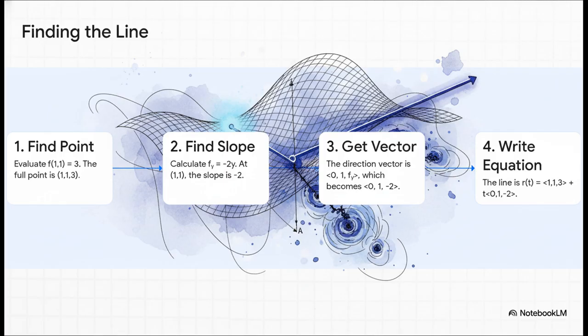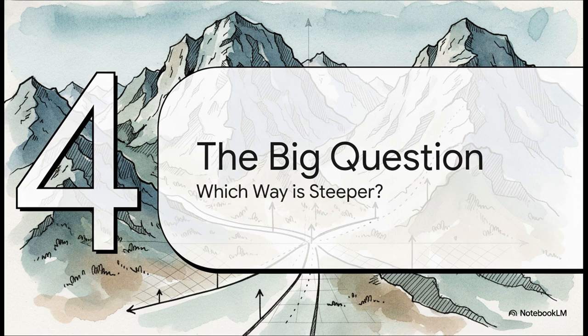Second, we need the slope in the y direction. The partial derivative with respect to y is negative 2. At our point, that slope is negative 2. Third, we build the direction vector. Since we're moving in the y direction, the vector is going to look like 0, 1, fy, which for us is 0, 1, negative 2. And finally, we just assemble the line equation. It's our starting point, 1, 1, 3, plus our parameter t times our direction vector, 0, 1, negative 2. Done.